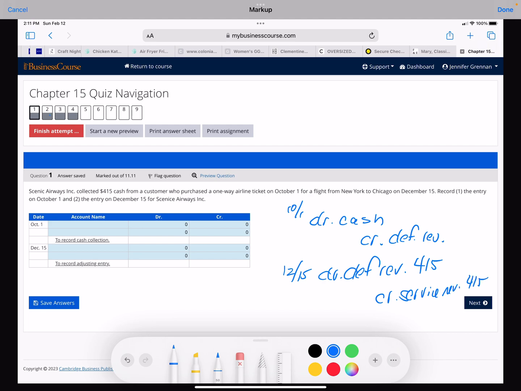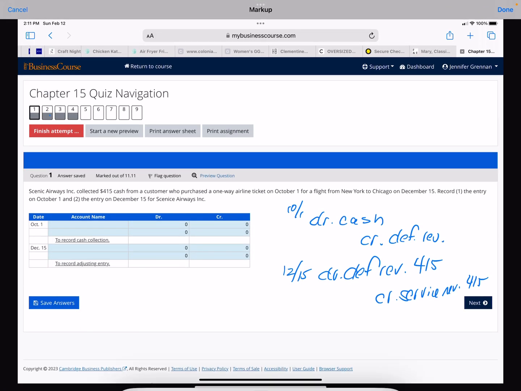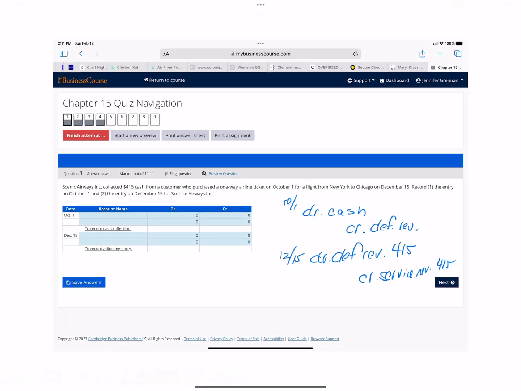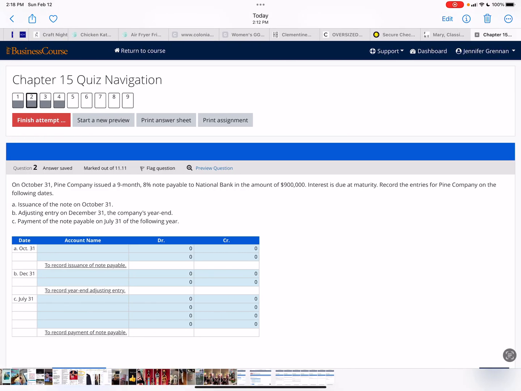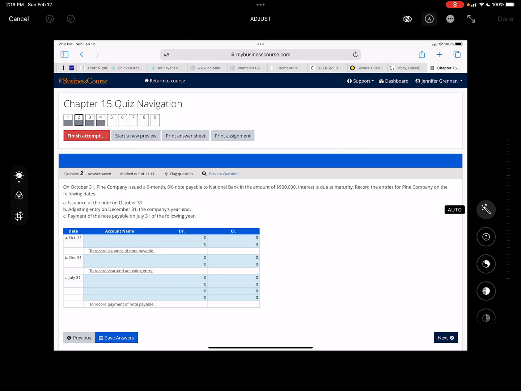All right, next one. Let me get out of this picture. Done. All right, next one. Now we're on question 2. So let me get ready to be able to edit that one.